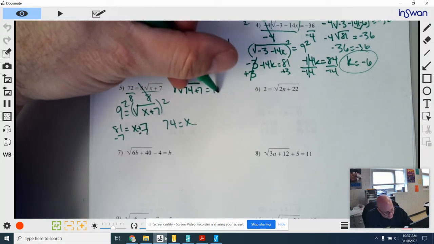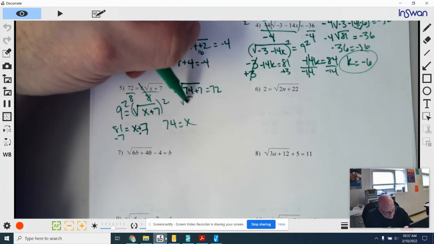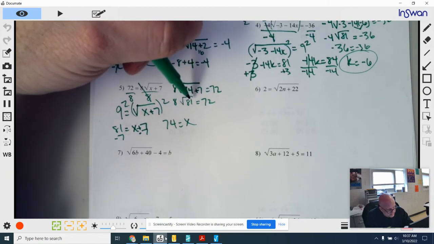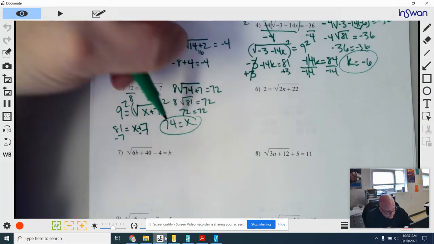Okay, if I plug that back in to double check, 8 times the square root of 74 plus 7 should equal 72, like the original equation. 74 plus 7 is 81. And the square root of 81, the positive, is 9. 9 times 8 is 72. So it does work. That one is not extraneous.